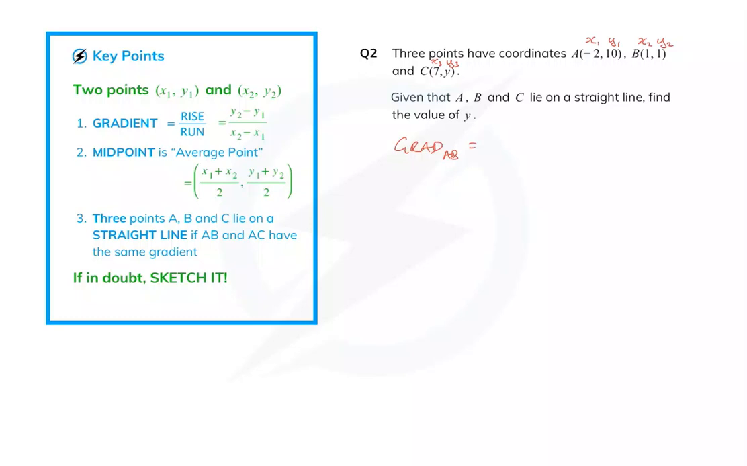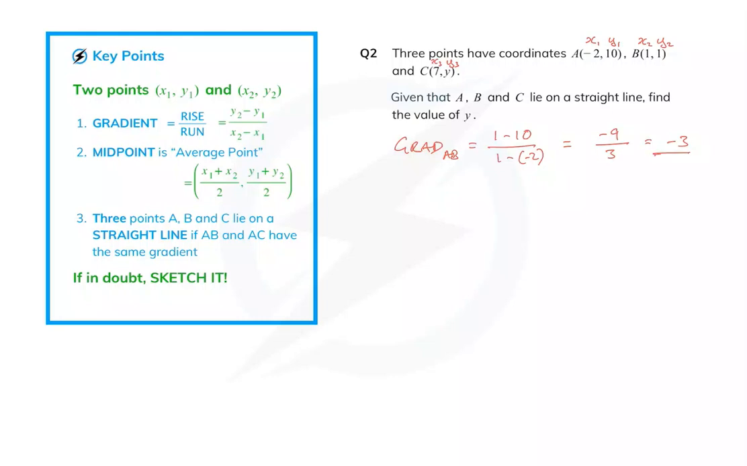So the gradient of AB is, again, subtract the y's, 1 minus 10, and subtract the x's, 1 minus -2, making sure we've done it B minus A each time. And that is -9 on the top, and again we've got a minus minus, so 1 plus 2 is 3, and -9 over 3 is -3.